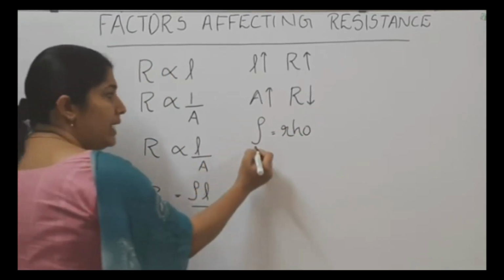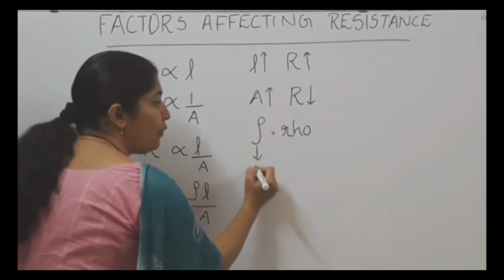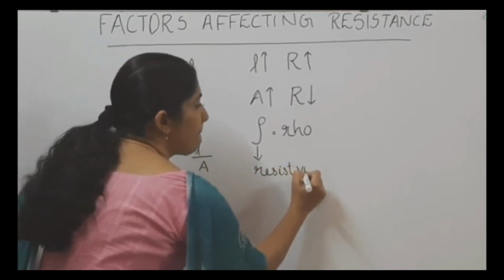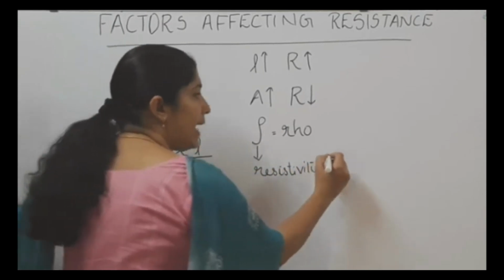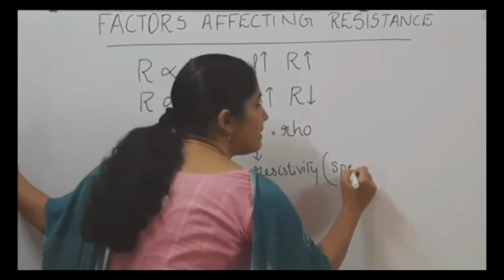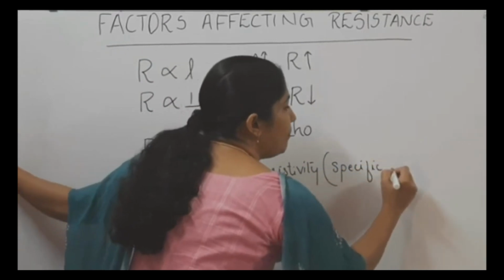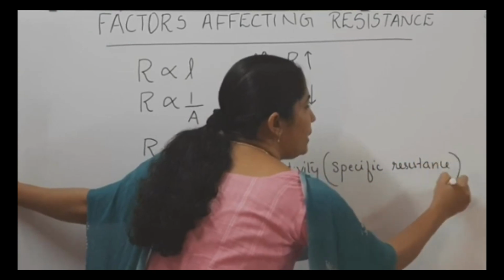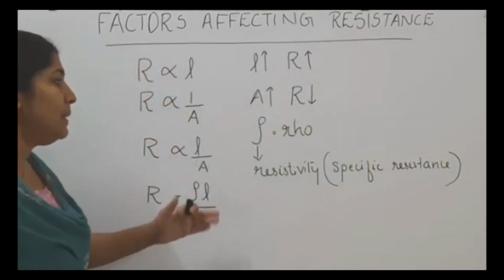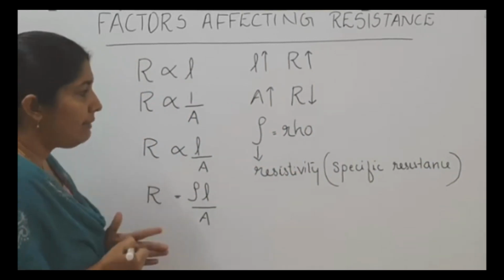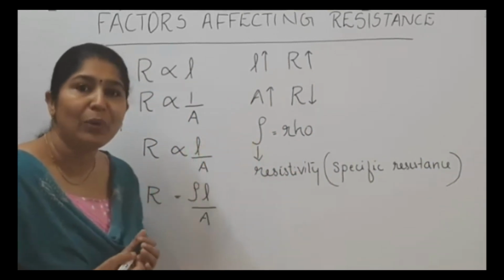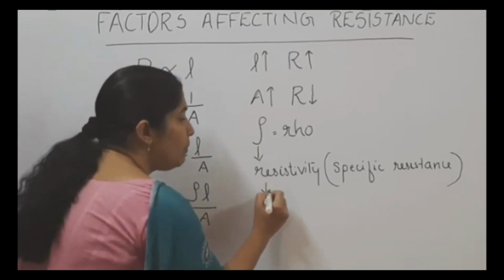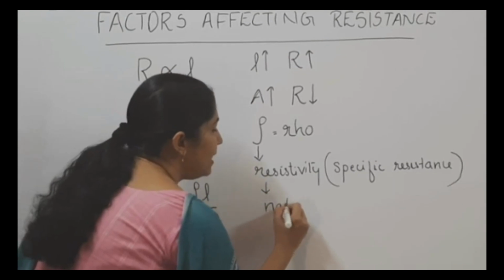Rho is known as the resistivity of the material, or it is again known by the name specific resistance. Rho is known as resistivity or specific resistance. And this resistivity depends upon the nature of the material.